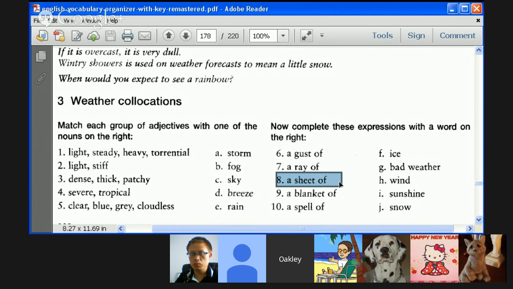Okay, Heidi. A sheet of ice. Sheet of ice. Okay. The road was a sheet of ice. The sidewalk was a sheet of ice. These are very common expressions, collocations.